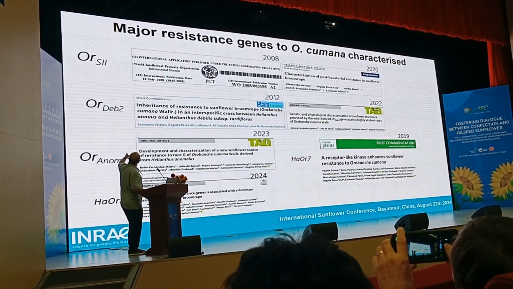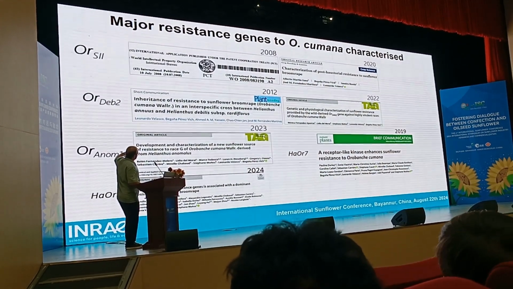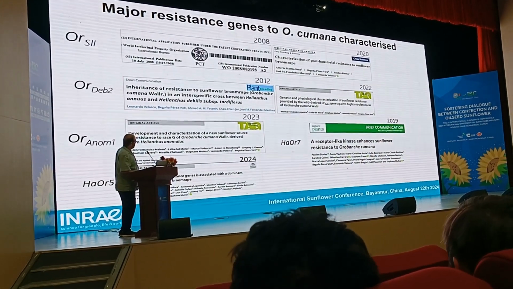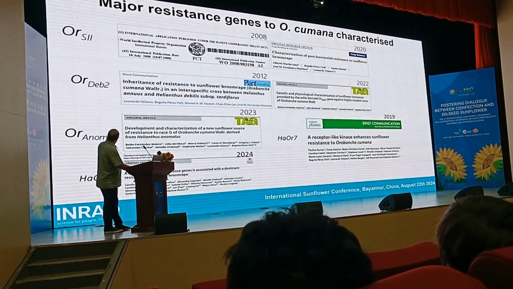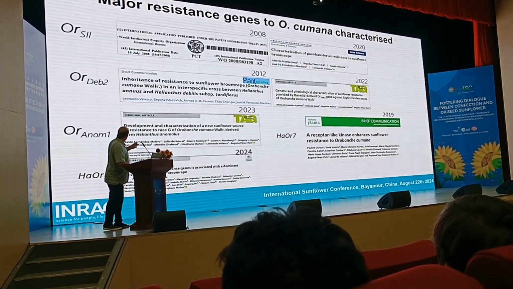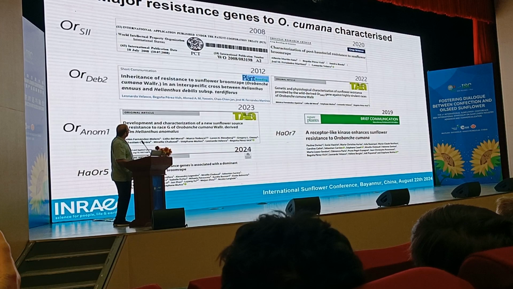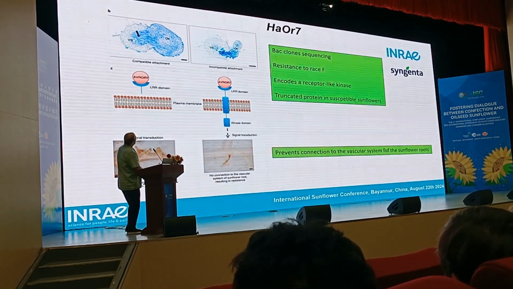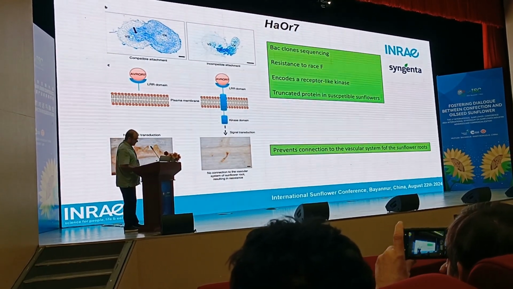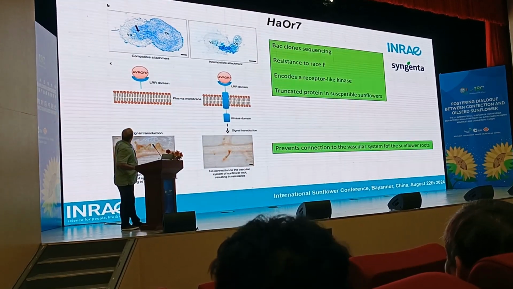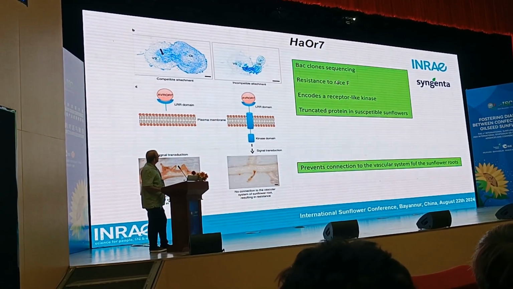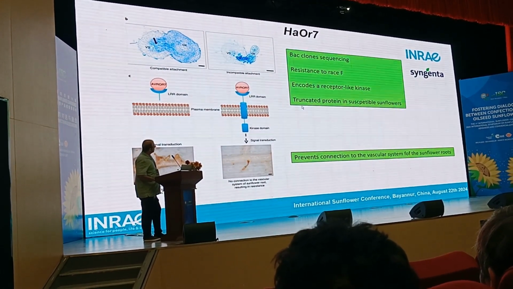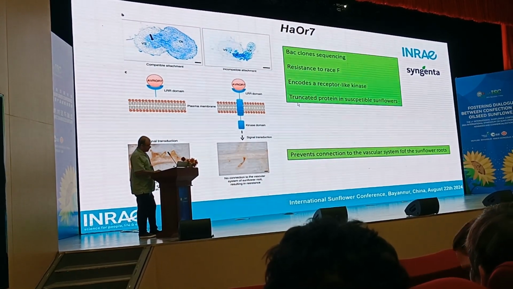So there are 3 genes providing resistance to broomrape, and I will now present the HR-OR5 resistance gene, and also OR7 and OR5 that we characterized recently. Concerning OR7, the gene provides resistance to race F. It is encoding a receptor-like kinase, and as I told you, the protein is truncated in the susceptible lines.